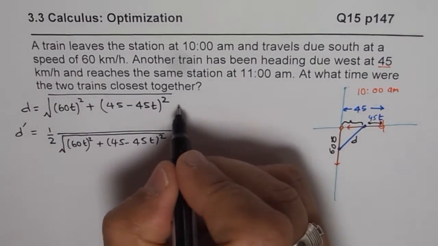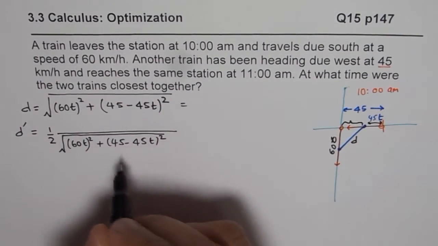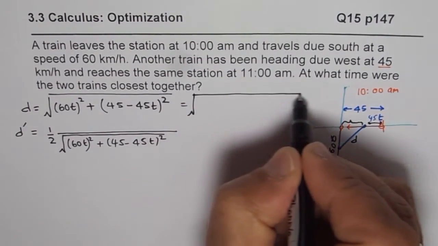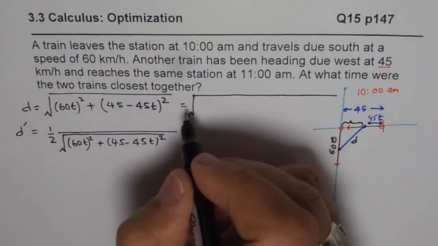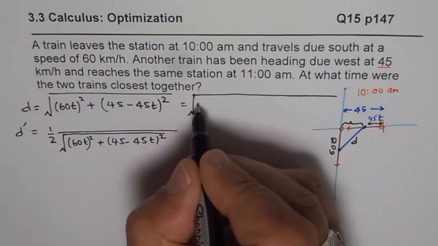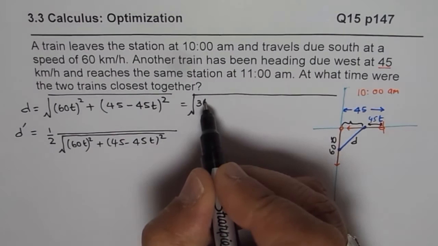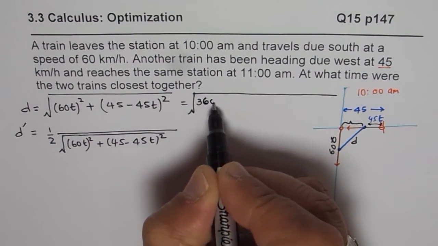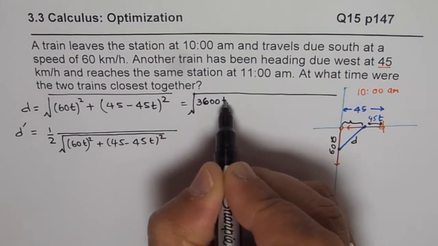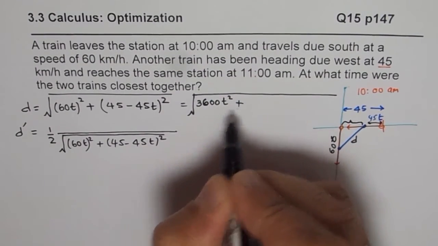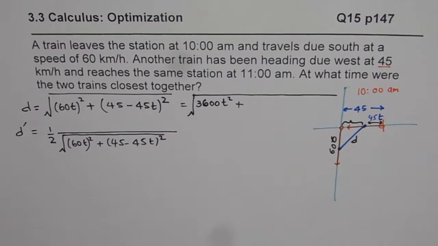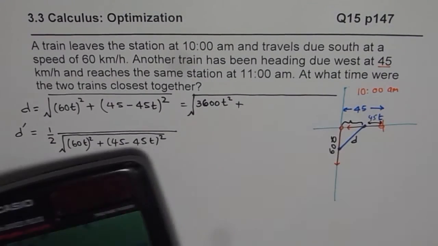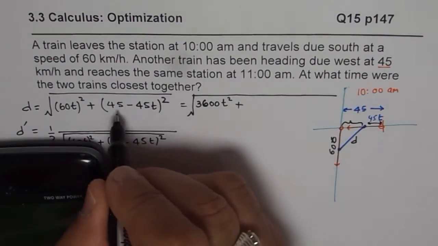I will also suggest you simplify this expression before getting here. So what you could do is expand and simplify. It may be a bit longer, but anyway, 60 square is 6 times 6, 36, 3600. You need a calculator to do this. So 60 square is 3600, so we'll write 3600 t square. That is the first term, plus 45 square, let me take the calculator. So 45 square is equal to 2025. So we're expanding this term now.